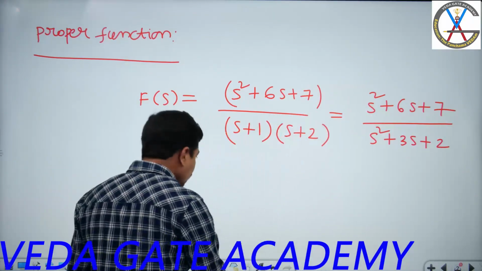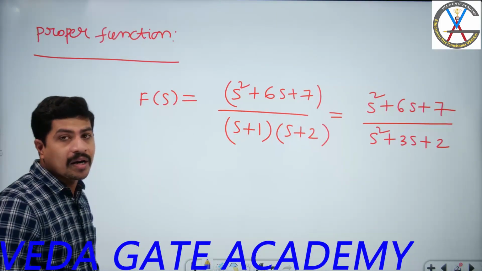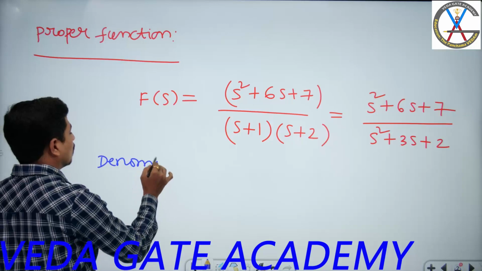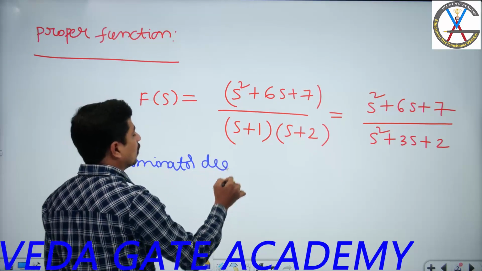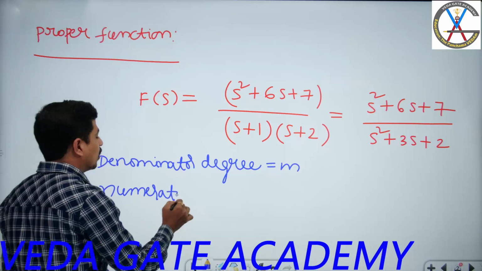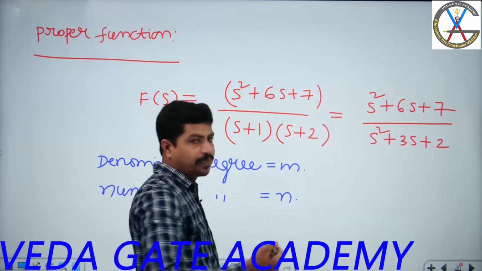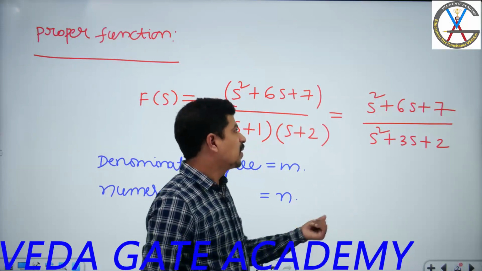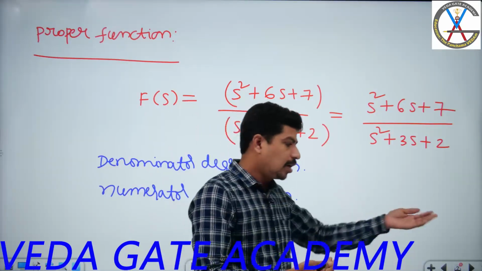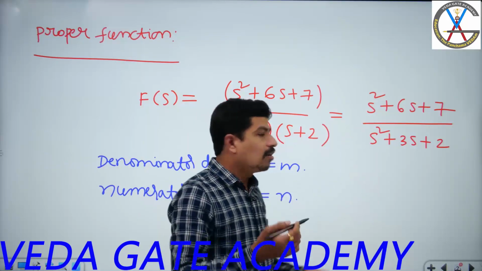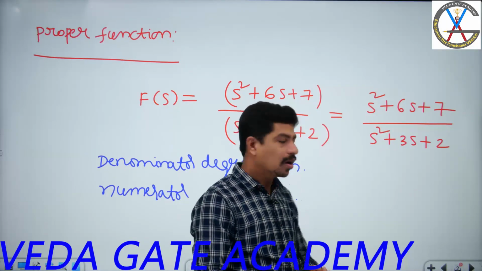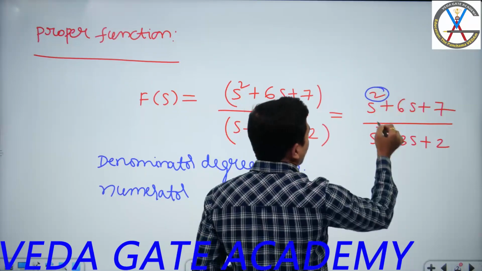Observe here. Before we define a proper function, the denominator degree we will take as m, and the numerator degree we will take as n. N for numerator, m for denominator. What does degree mean? It is the highest power of s. In fact, we will call that the order, and we will define the order in the upcoming sessions. But for the time being, remember the highest power of s, either in the denominator or numerator, is called the order. What is the highest power of s in the numerator? 2. In the denominator, 2.